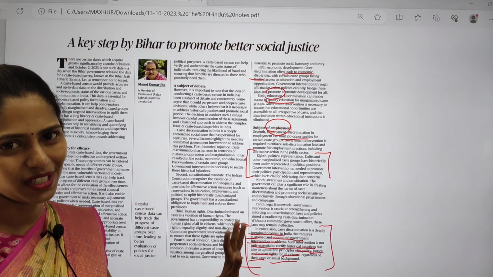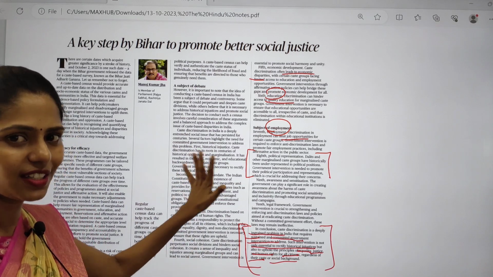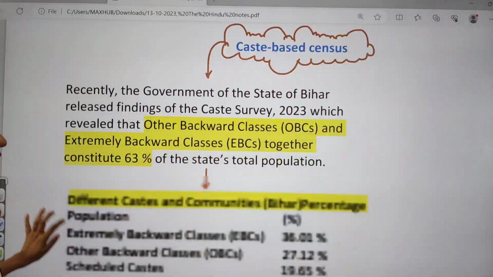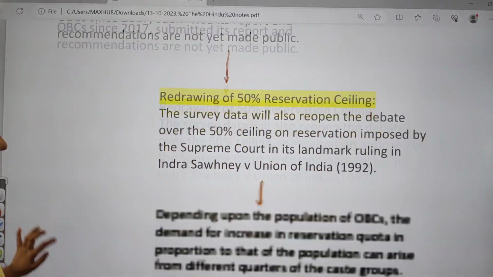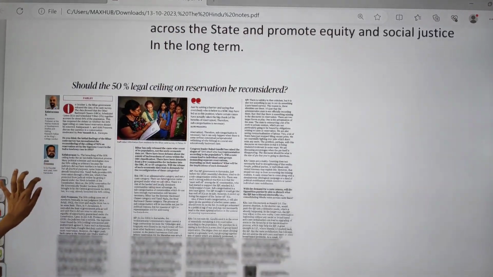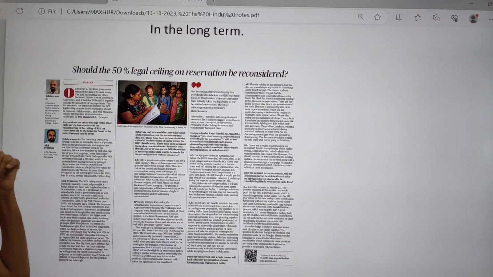Okay, I told you some general points and even the points which are given in this article. So now let us move on. So let us see the next important article. So the next article is about whether the 50% ceiling on reservation is to be reconsidered or not.